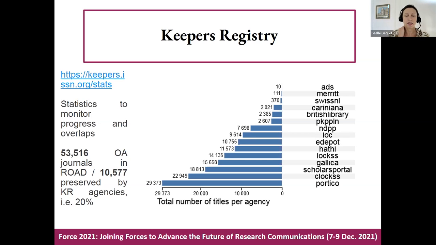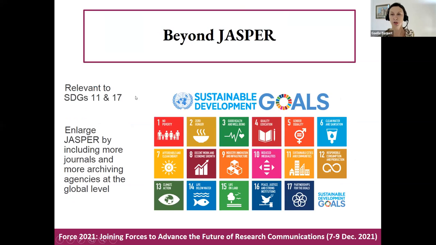And as you can see here on this slide, there is still work to do because in our source, the Directory of Open Access Scholarly Journals, we register or track or identify a bit more than 50,000 open access journals. And within Keepers Registry, there are only approximately 10,000 which are preserved. So there is more to do.